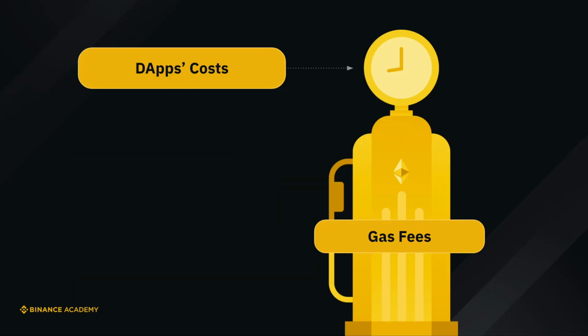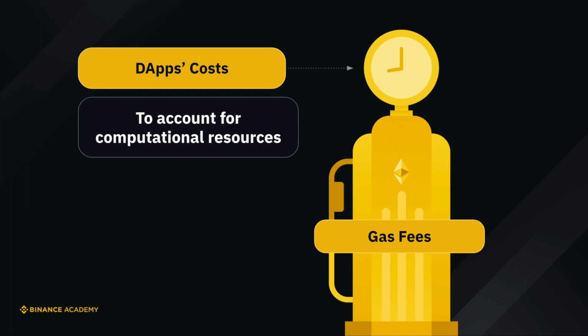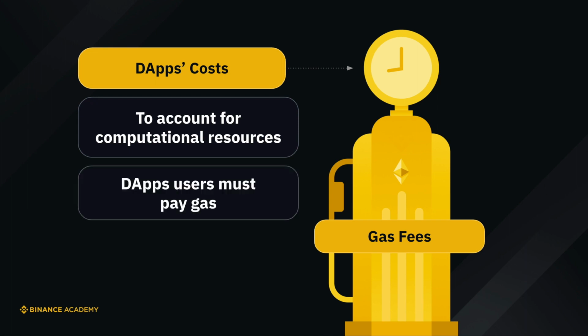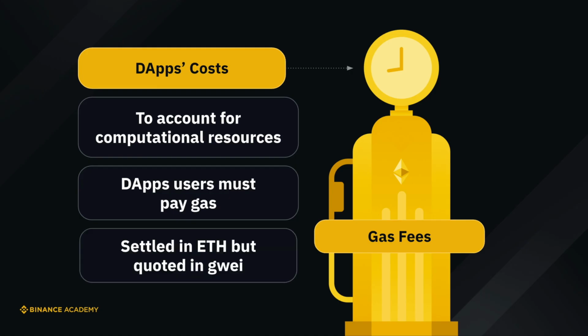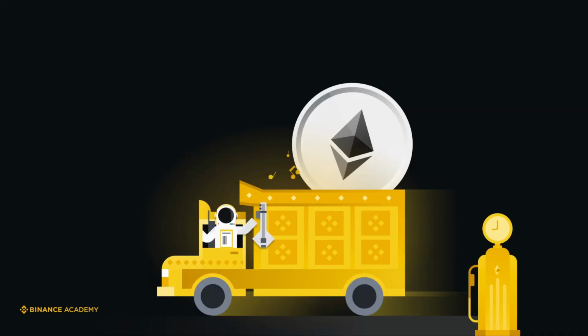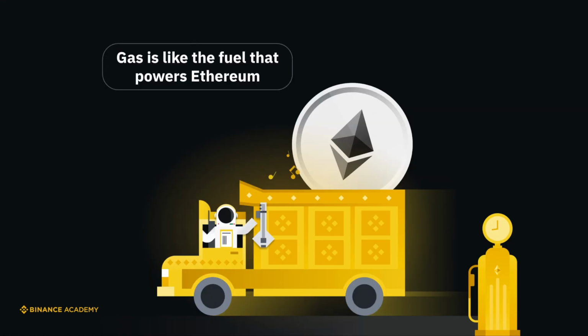While DApps offer numerous benefits, they aren't without associated costs. To account for the computational resources used during operations on the Ethereum network, users must pay gas fees. These fees are settled in Ethereum's native currency, Ether, but are quoted in a smaller denomination called Gwei. For perspective, 1 Ether is equivalent to 1 billion Gwei. Much like its name suggests, gas can be likened to the fuel that powers the Ethereum network.